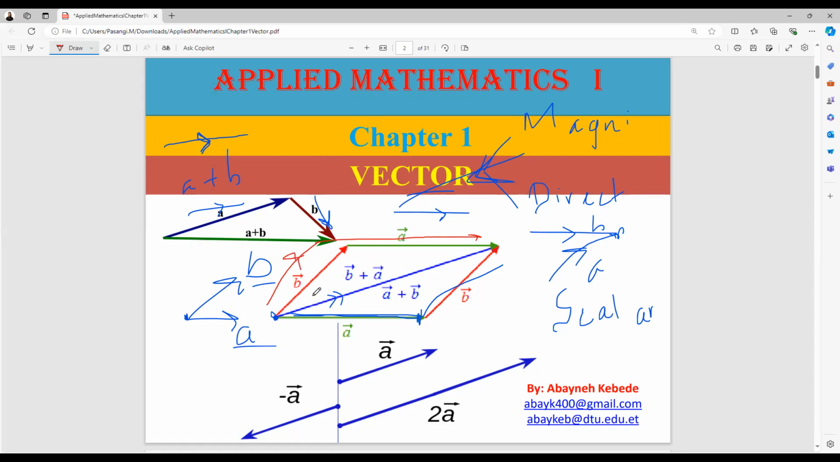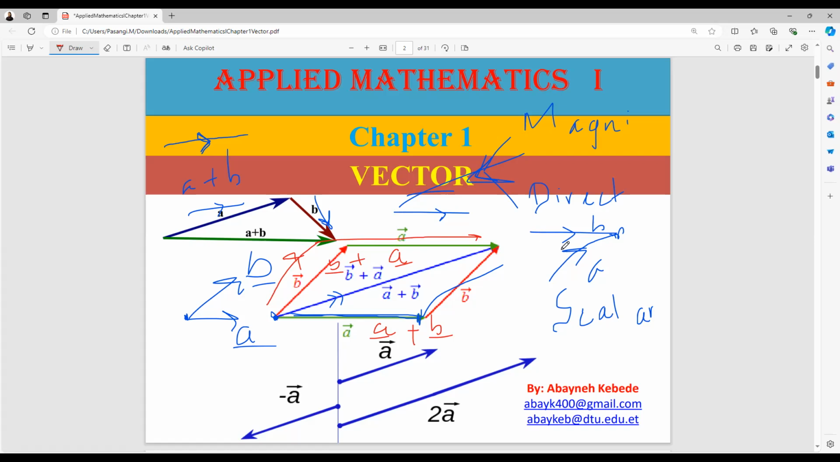It would be B plus A. So for this side, it would be vector A plus vector B. And for this side, it would be vector B plus vector A. Is it clear? Yes. Okay.